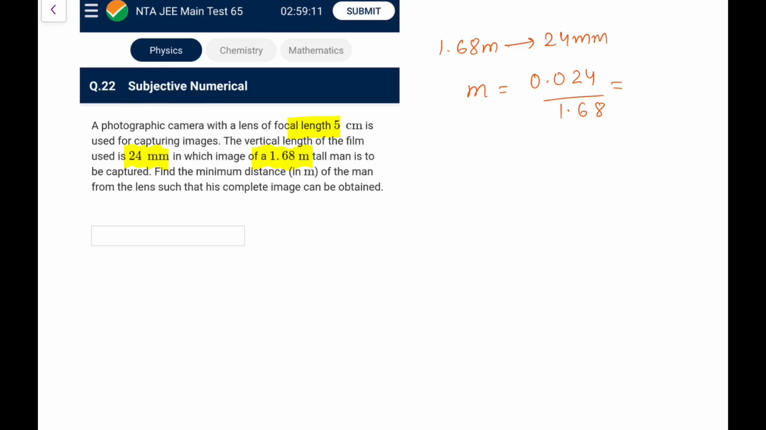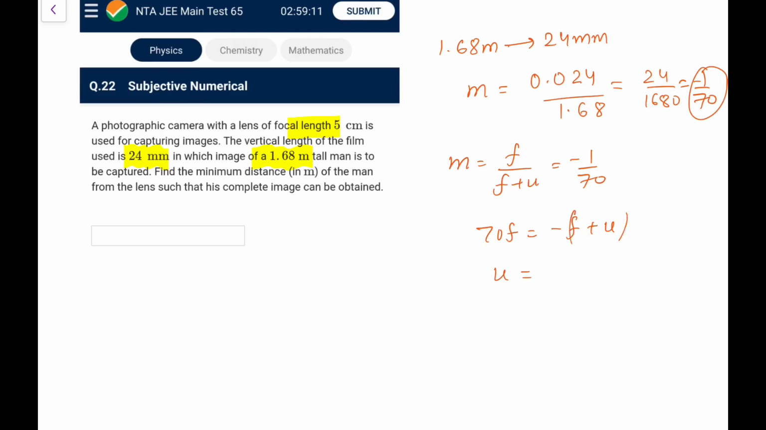If I write it as 24 upon 1680, 24 times 7 is 168, so it is 1 upon 70. So a magnification of 1 by 70 is basically needed, and because we are talking of real images, it would be minus. I can put magnification as minus 1 by 70. So for the minimum distance of the man from the lens such that his complete image can be captured, the magnification formula here is f upon f plus u, and that would be minus 1 by 70. So 70f would be equal to minus of f plus u. So u would be equal to minus 71 f.